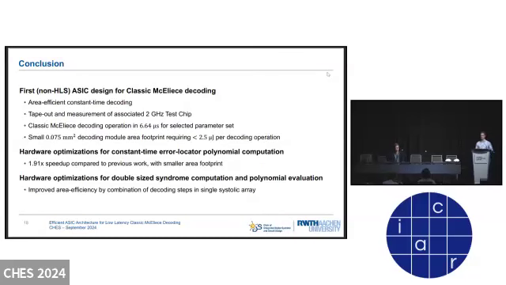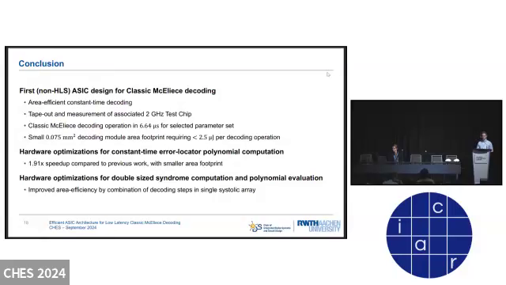To summarize, we presented the first optimized ASIC implementation for the decoding step of Classic McEliece, which is an area-efficient constant time design. We also taped out and manufactured this design in the form of a 2 GHz test chip, which allows us to execute the Classic McEliece decoding operation with a low latency of 6.64 microseconds on a very small area footprint.